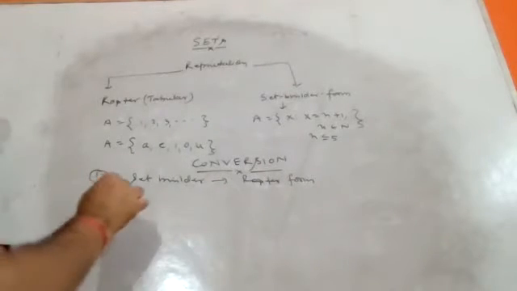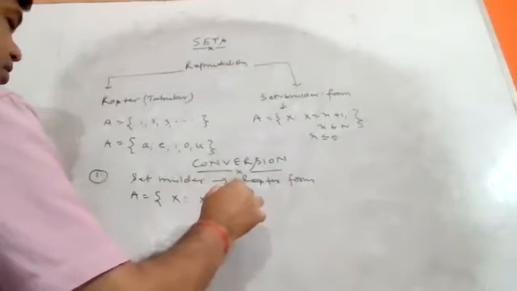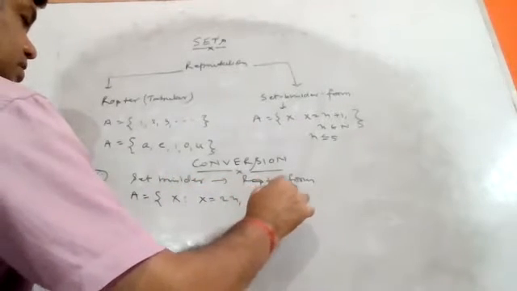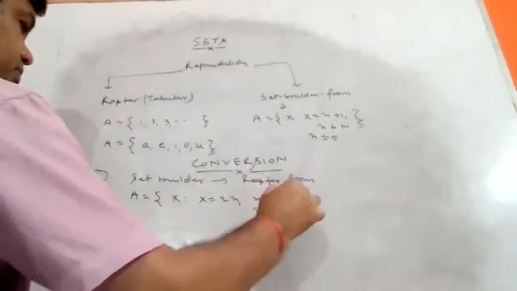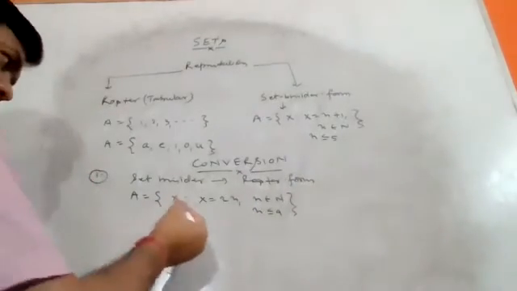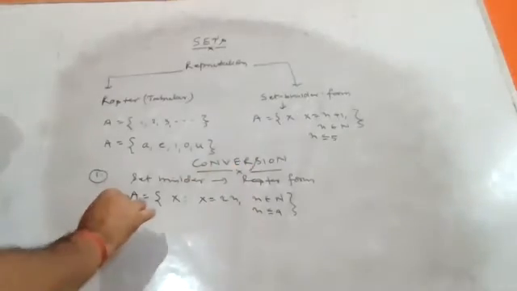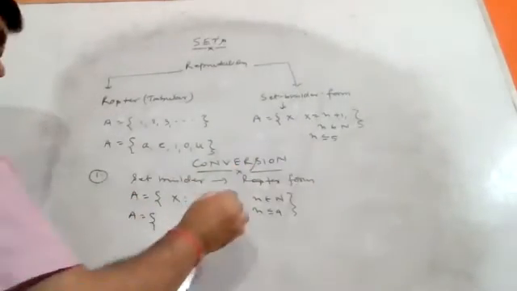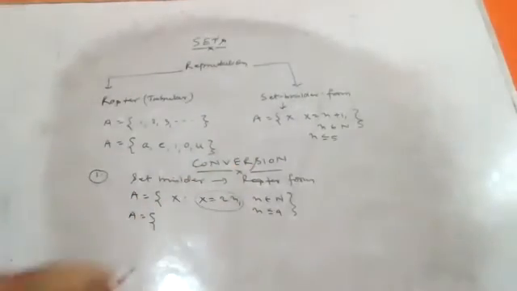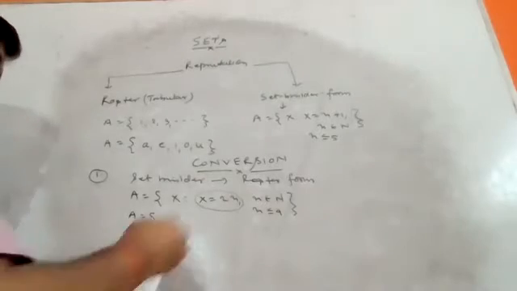For example, {x such that x = 2n, where n belongs to natural numbers, n less than or equal to 4}. This one is the set builder form. Now we are going to convert it into roster form or listing method. So x is 2n, and n is a natural number. The first natural number is 1, and we have to proceed till n less than or equal to 4. So n equals 1.